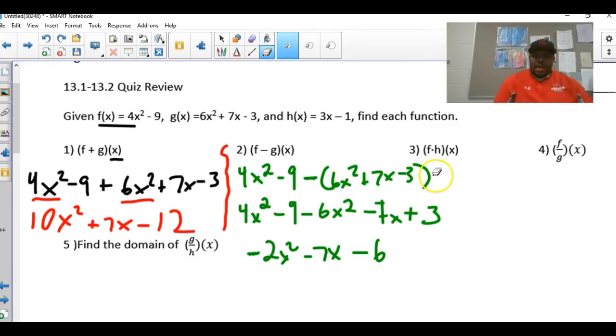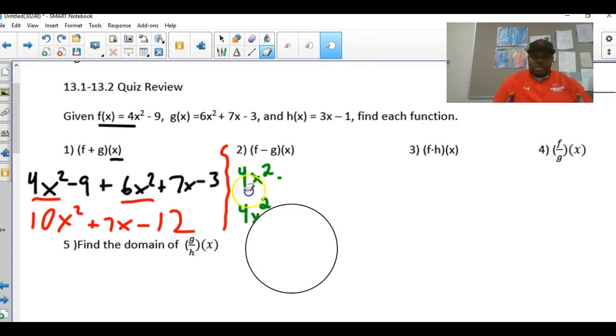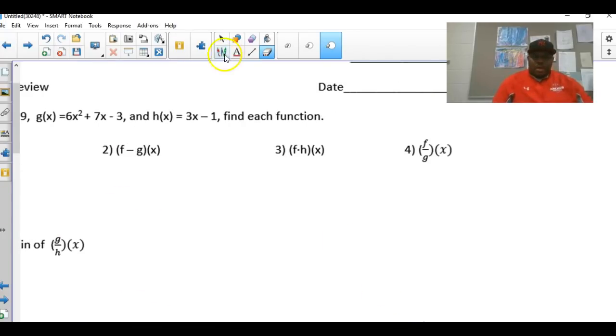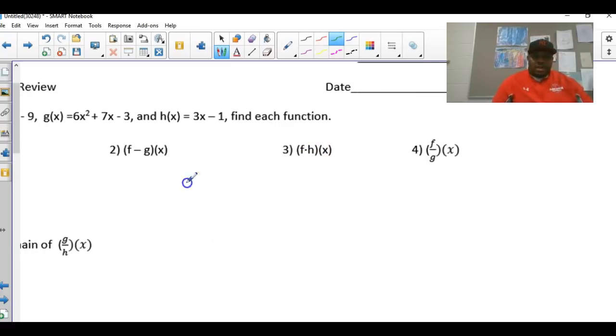Next, I'm going to erase this, guys, so we'll have some space to work on this next problem. Here we have f times h. f again is 4x squared minus 9, and since we're multiplying, we put parentheses around everything. h is 3x minus 1.